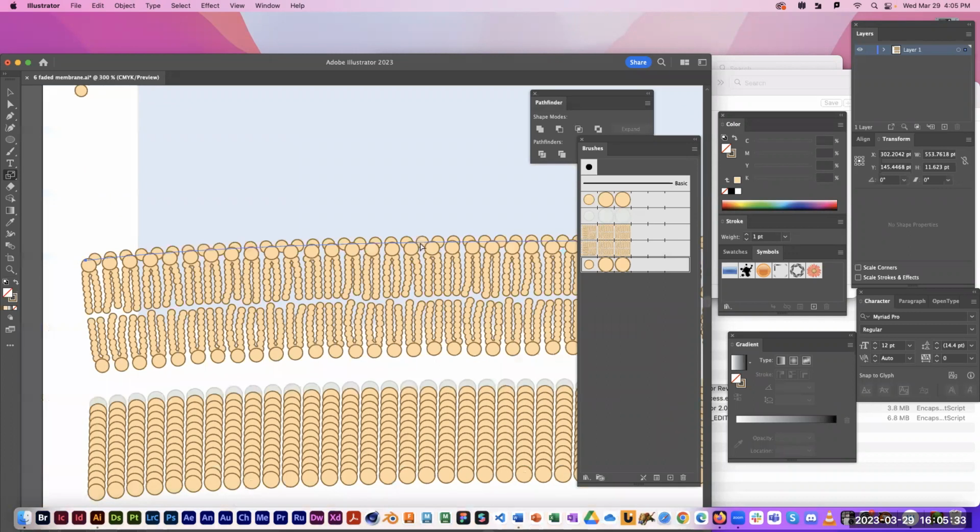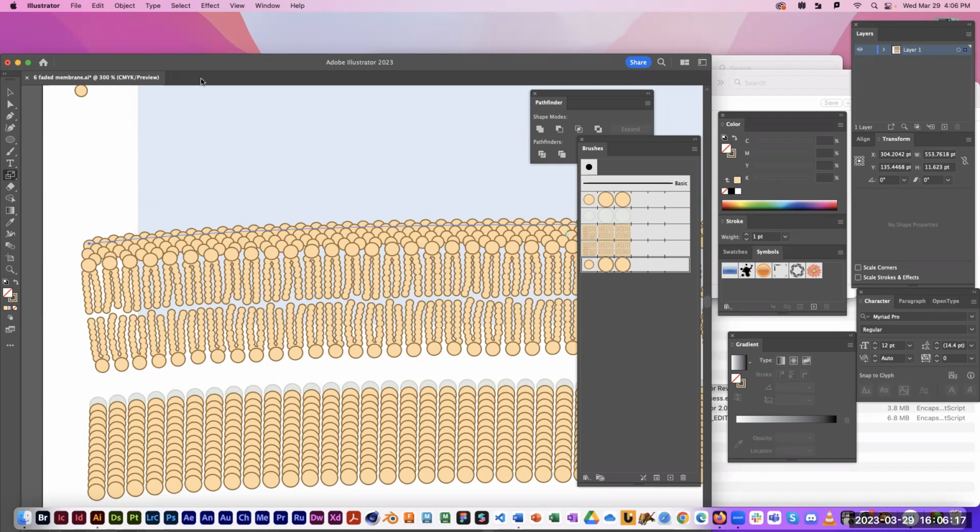Then I can copy and paste in back, nudge it over and nudge it up a little bit. Same thing, copy, paste in back, nudge it up, nudge it over. If you keep doing that, you can start to create this sense that the cell membrane is disappearing into the distance. Now it's not fading yet, I haven't changed the color, but at least I'm creating the sense that the little balls are extending away from us.